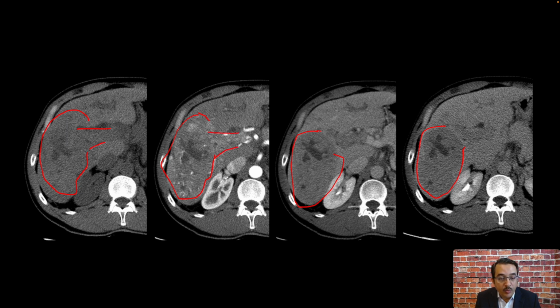The portal vein is expanded. It shows arterial enhancement and portal venous washout consistent with a tumor thrombus or a tumor in vein, or TIV. Here we see an abrupt cutoff between the tumor thrombus and some contrast in the portal vein.